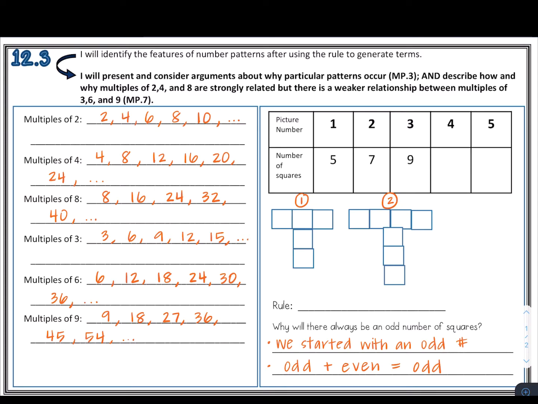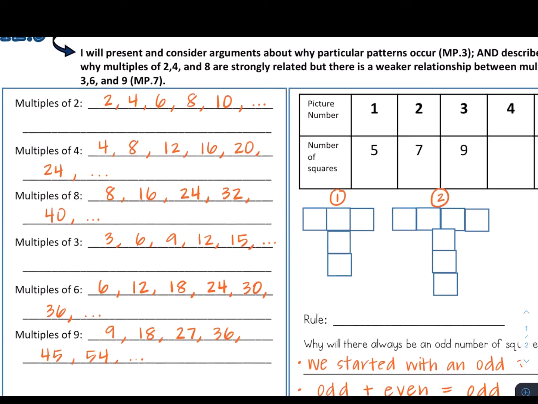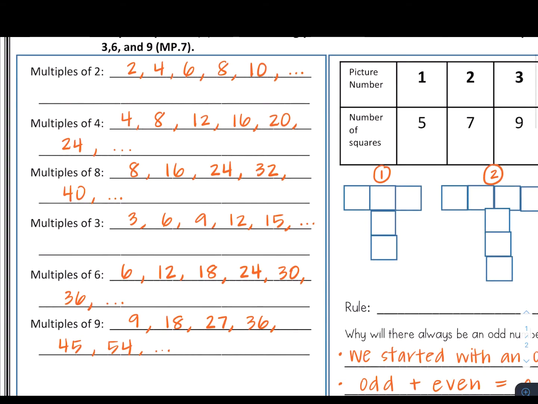Let's do lesson 12.3 today. So we're going to continue identifying number patterns and then figuring out a rule, and then we're going to continue to generate terms, which means filling out the rest of the pattern in the tables. So as a refresher, let's take a look at some multiples of numbers that we know.